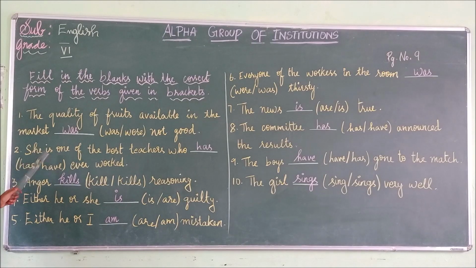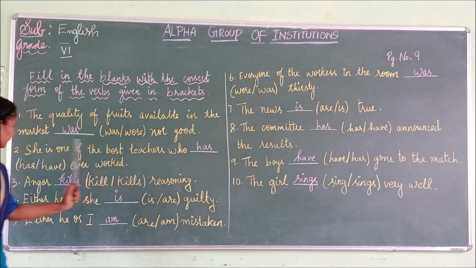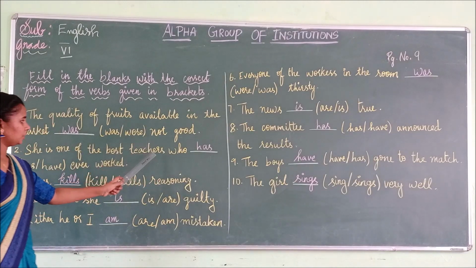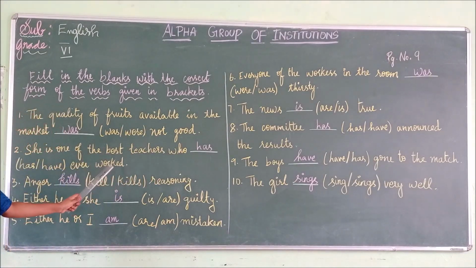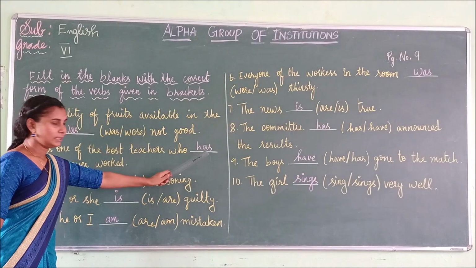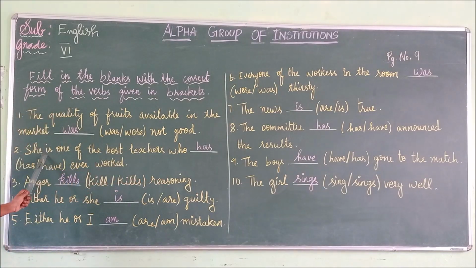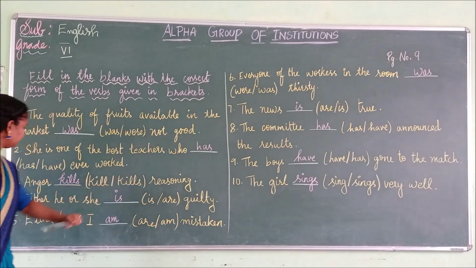Okay, next one. She is one of the best teachers who dash ever worked. So what is the answer here? You have to choose from here. Has is the answer here. She is one of the best teachers who has ever worked. Here the answer is has because they are talking about she, which is a singular person. Okay. So the answer is has.